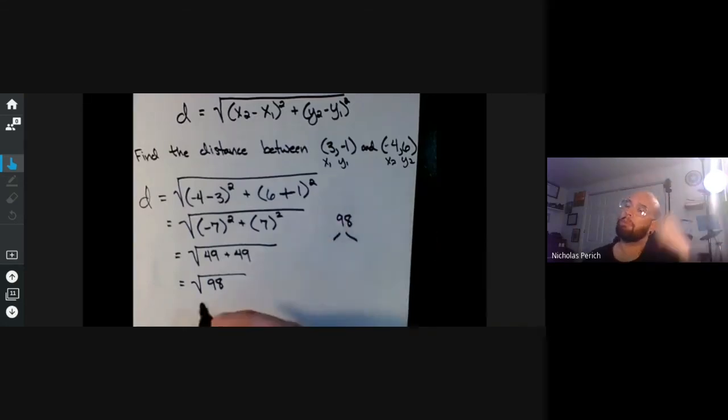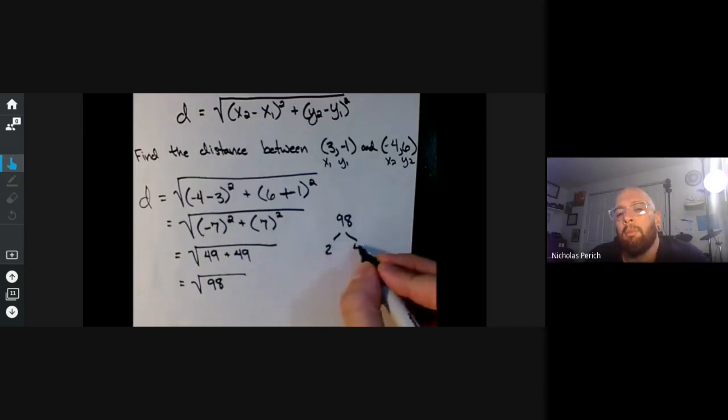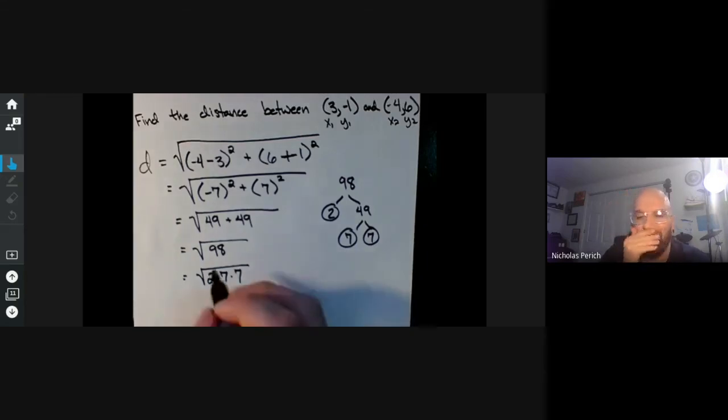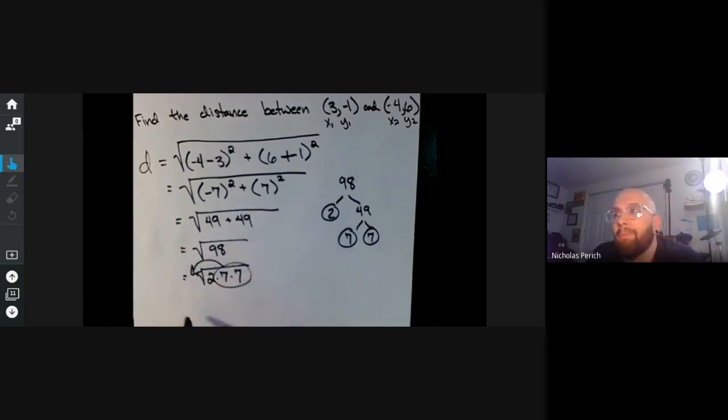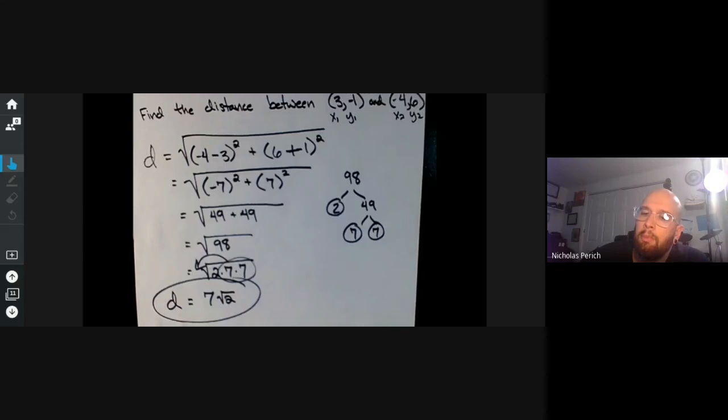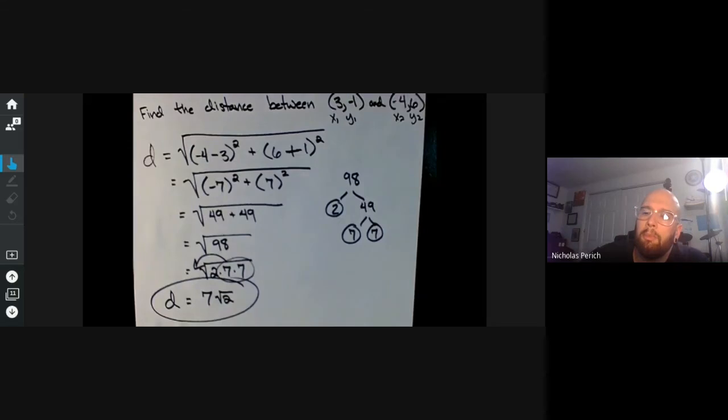I already know that 98 is 49 and 49, so why don't I just make 2 and 49? And then I have 7 and 7. So the square root of 98 is the same thing as 2 times 7 times 7. The way you simplify a radical is you look for identical pairs. So I have a pair of 7s, bring that out. And my final answer, my distance, is going to be 7 times the square root of 2. Or a little under 10, 9.8 or 9.9 if you throw it into your calculator. But again, that's no fun.